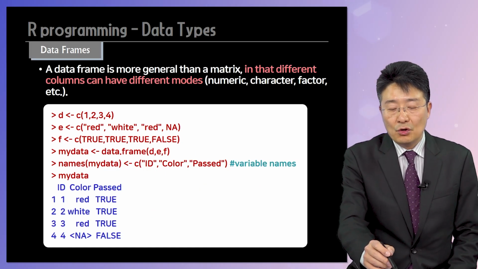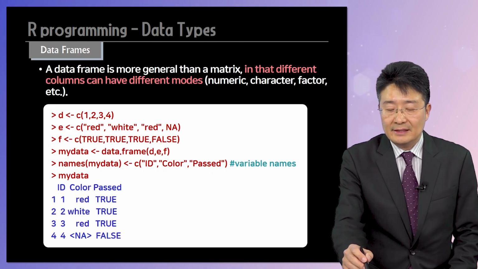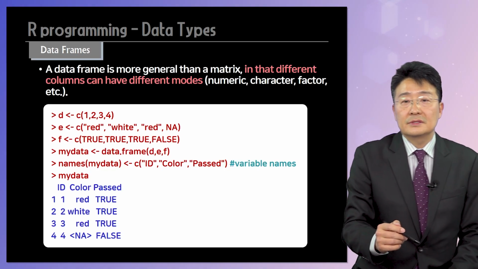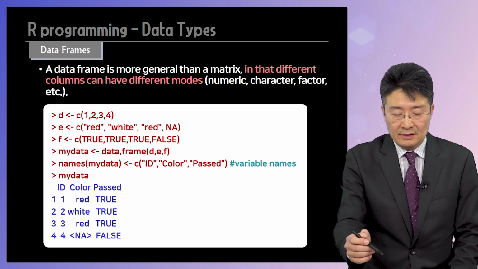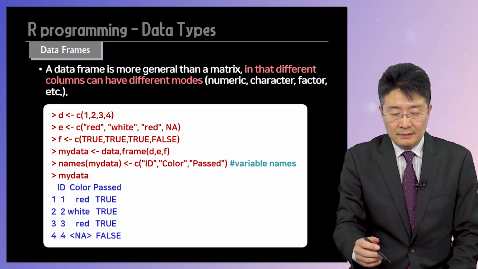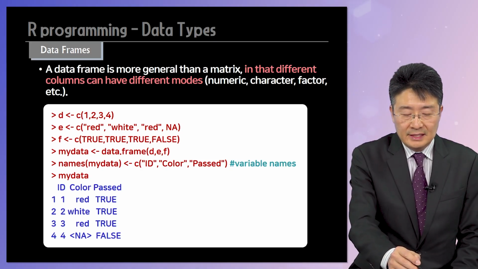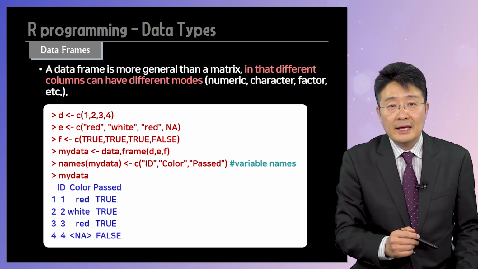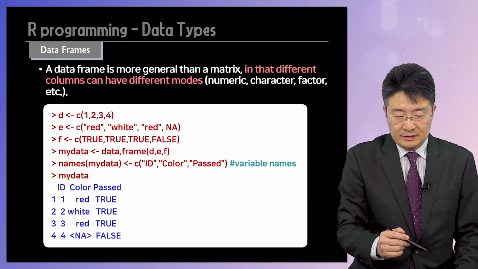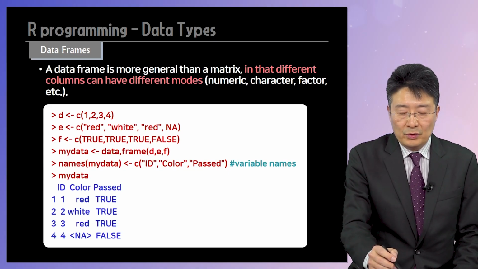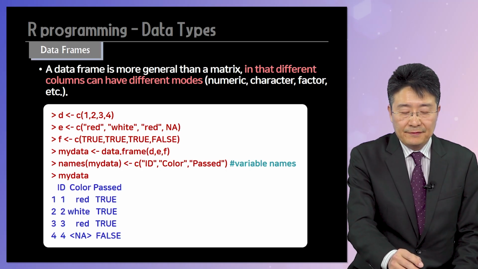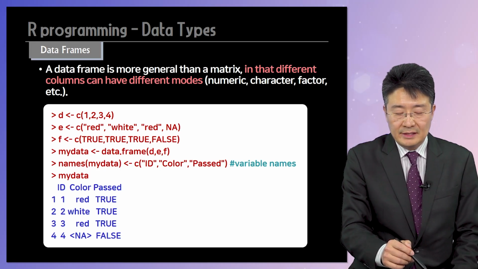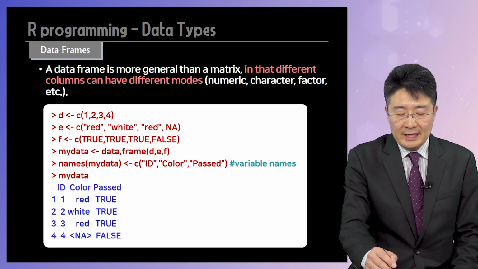A data frame is more general than a matrix in that different columns can have different modes: numeric, character, factor. So we can define D, E, F. They have different modes, and then we can combine all of them in a data frame. Then we can define the column names in here. Finally, we will get this data frame.